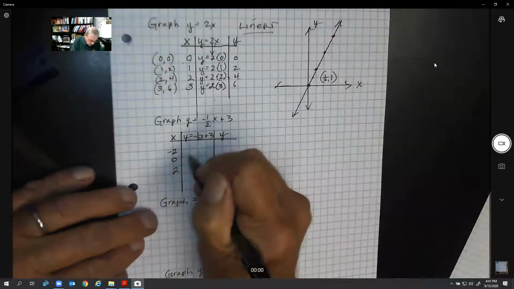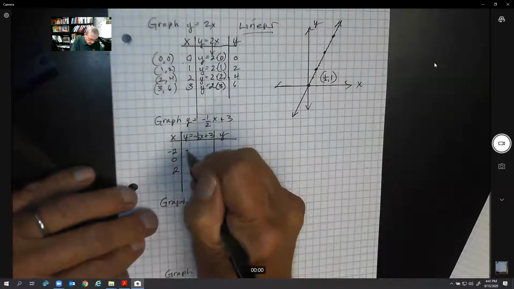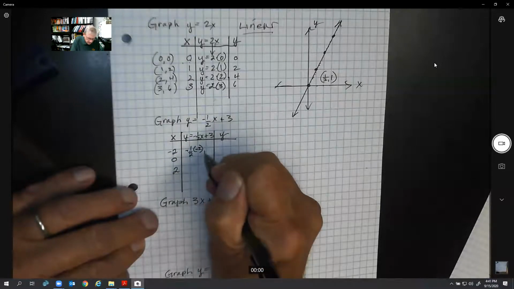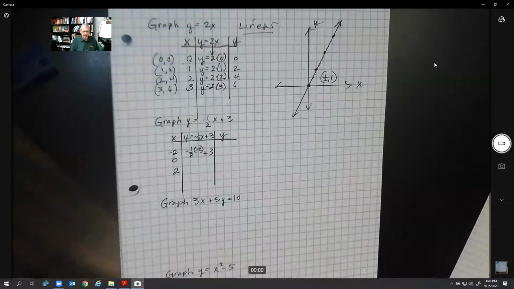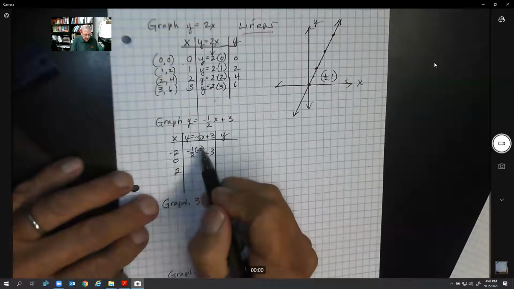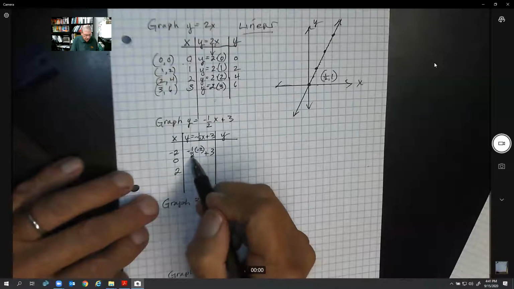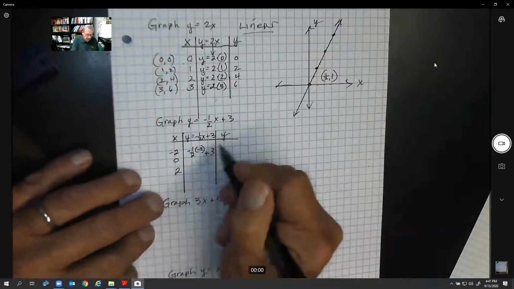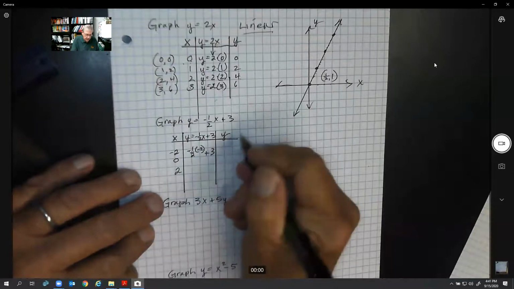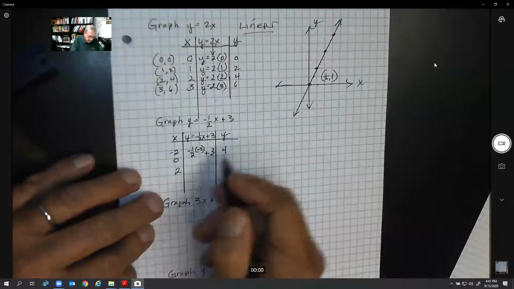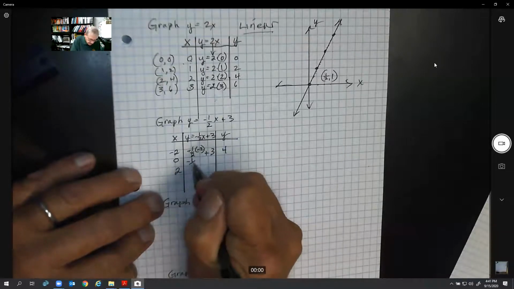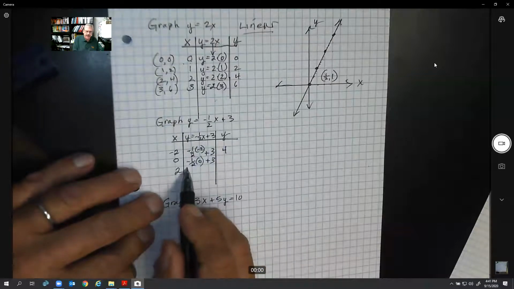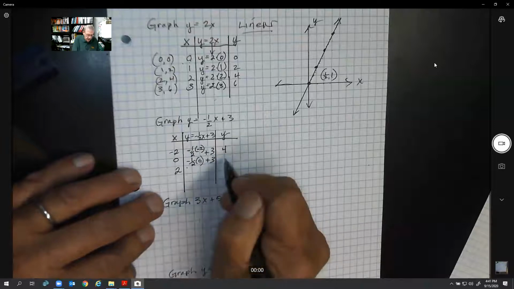Okay? Y is equal to, I'm going to just leave that out, -1/2 times -2 plus 3. See, this way I might not make as many mistakes with my signs. I've got -2 over 2, or I can take 1/2 of 2 is 1. So I got a +1 plus 3, 4. Okay, now I'm going to put in a 0. Well, 0 times anything is 0, plus 3 is 3.